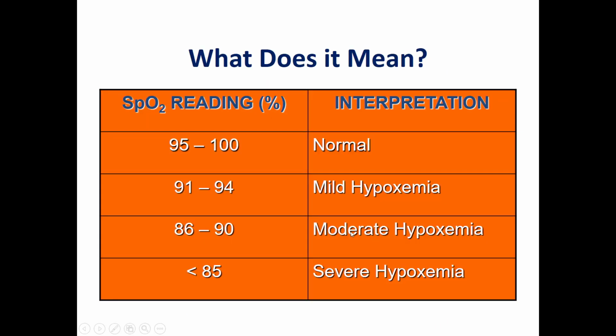Usually, the SpO2 is the percentage of oxygenated hemoglobin in the RBC. We have different ranges. For example, if the reading is between 95% and 100%, this means it is normal. If it's between 91 and 94, we have what we call mild hypoxemia. 86 to 90 is moderate hypoxemia. Less than 85% is severe hypoxemia.